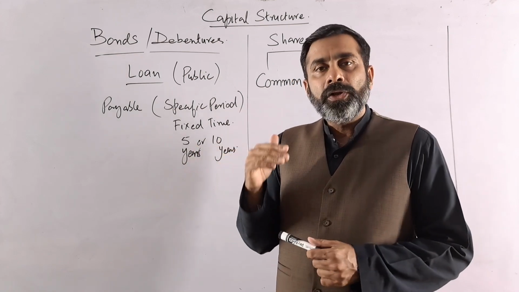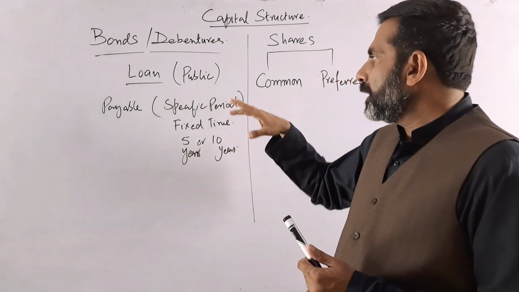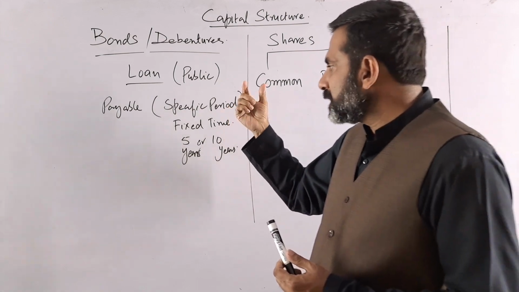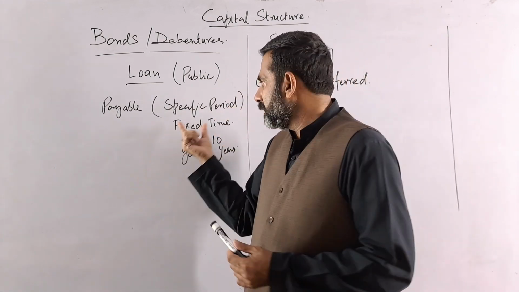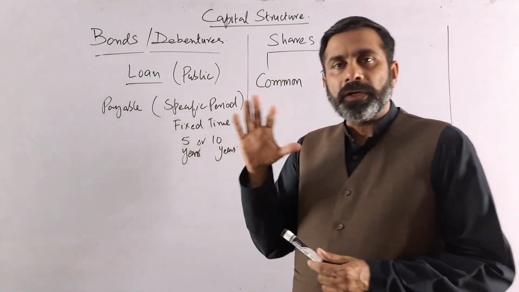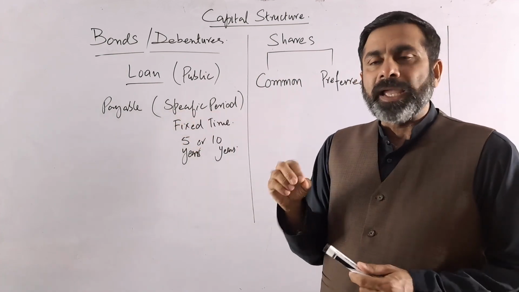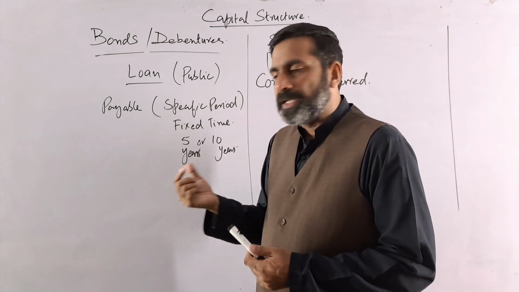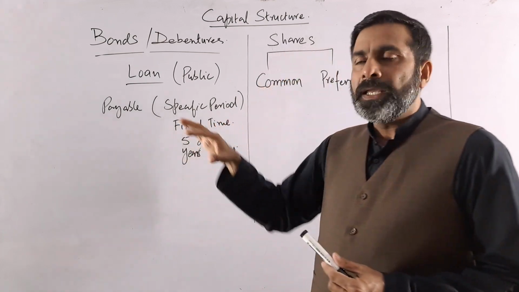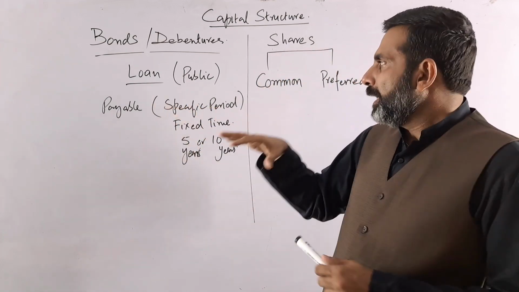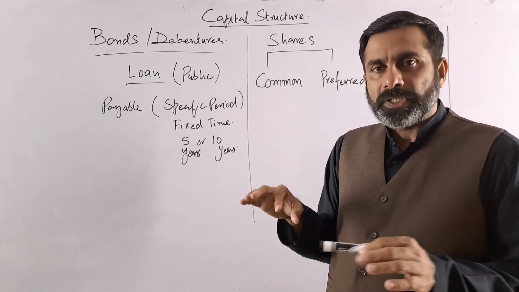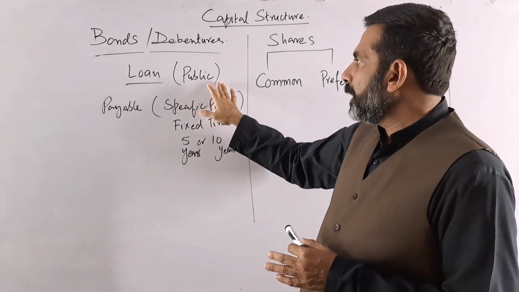These are the long-term liabilities of the company. So they are for a specific period, and that specific period is a fixed time period. We are not talking about perpetual bonds. We are talking about limited life bonds or simply specific life bonds. So that is called bonds. It is a loan, divided into small portions, and this loan is taken from the public.